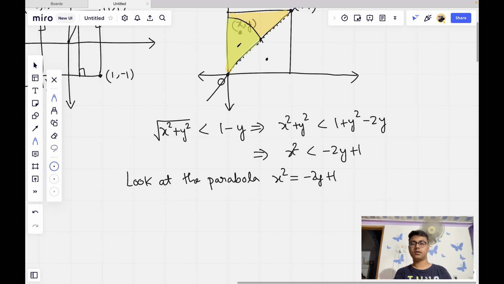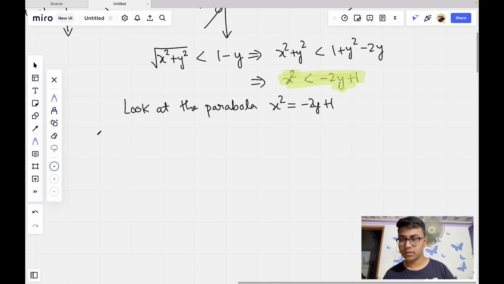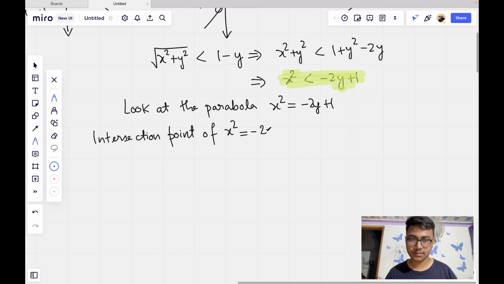We want this region. This is the inequality that all of the points in the region in this right angle triangle satisfy. So how do I find the area of this region? Integration. So we want to integrate from 0 to this point. Now how do we find out this point? We just solve this curve with y equal to x, so we want to find the intersection point of the parabola x squared equals minus 2y plus 1 and y equal to x.